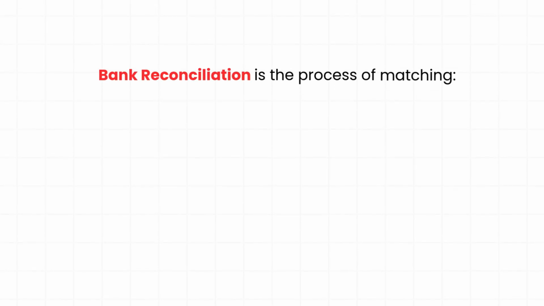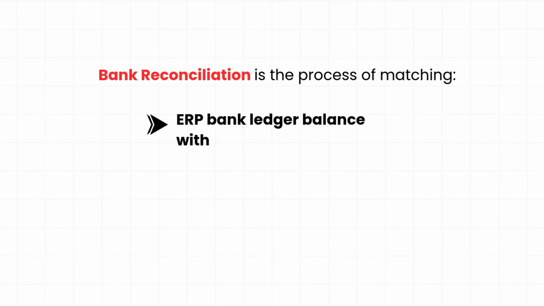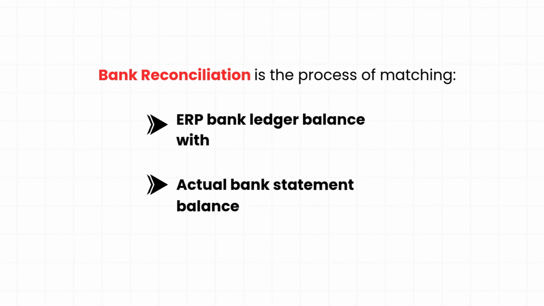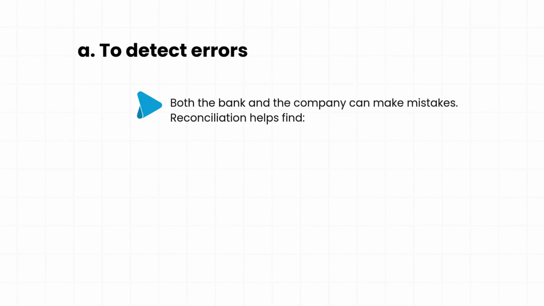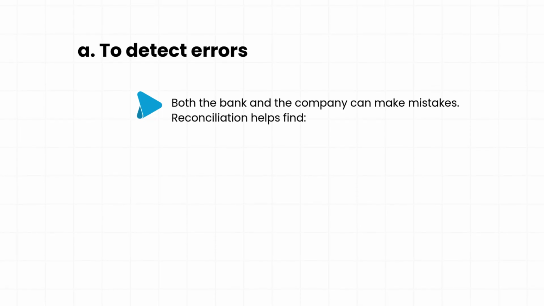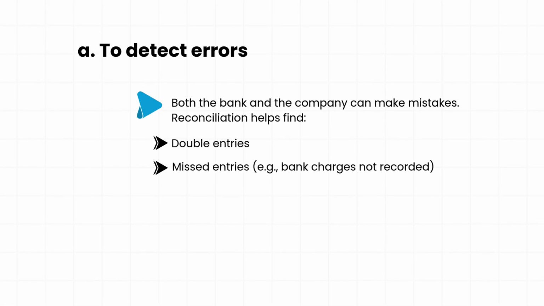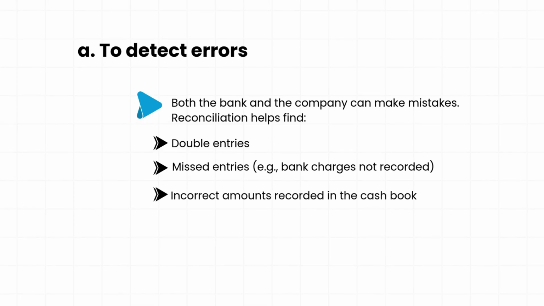Bank reconciliation is the process of matching ERP Bank Ledger balance with actual bank statement balance. This helps us, A, to detect errors. Both the bank and the company can make mistakes. Reconciliation helps find double entries and missed entries, for example, bank charges not recorded, or incorrect amounts recorded in the cash book.